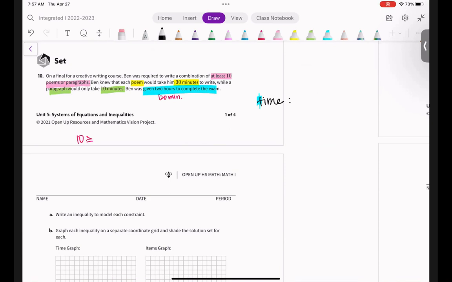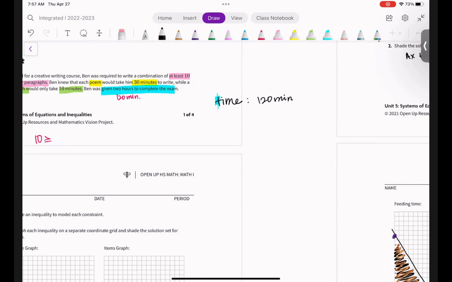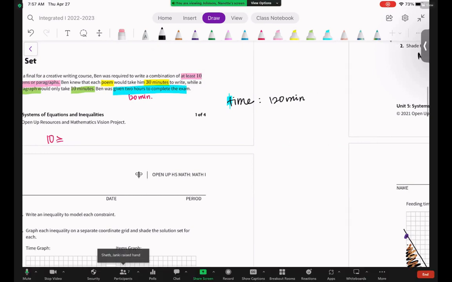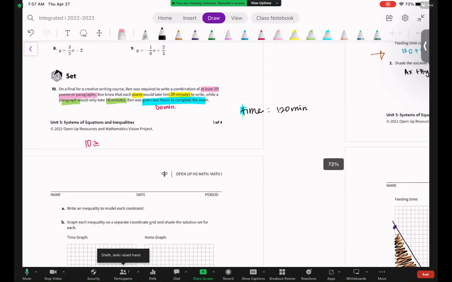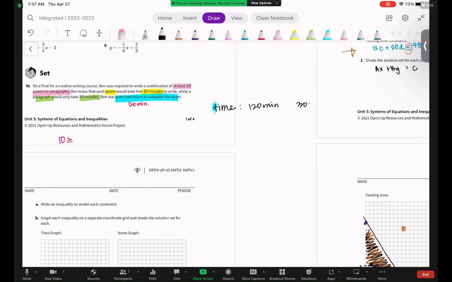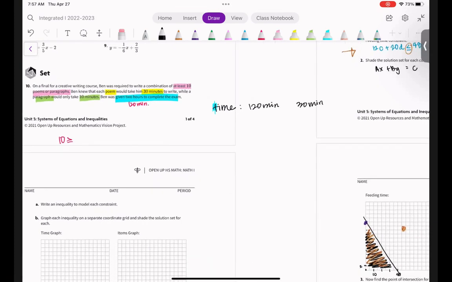So you told me that there's a time constraint of 120 minutes. What other time constraints are there besides 120 minutes? And you can chat me if you want. Go ahead. The differences are like 30 minutes for a poem and 10 minutes for a paragraph. Okay, so I'm going to put 30 minutes and I'm going to put poem up here to organize my information.